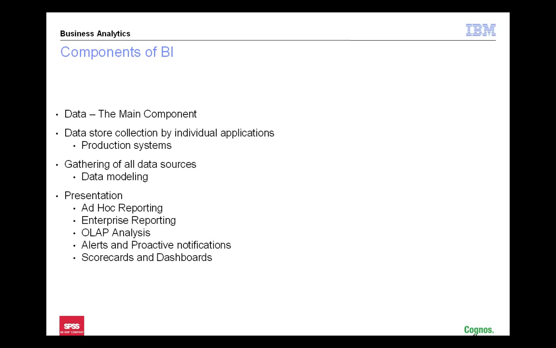And then what will we do when we have put that into a single place? We'll present the data in different formats. There is something called queries or ad hoc reporting. Another thing is professional reporting or enterprise standard reporting. Then we have analysis. Then we have alerts and proactive notifications that can be sent to the business users. Then we'll come to scorecards and dashboards. We're going to discuss all these points here.